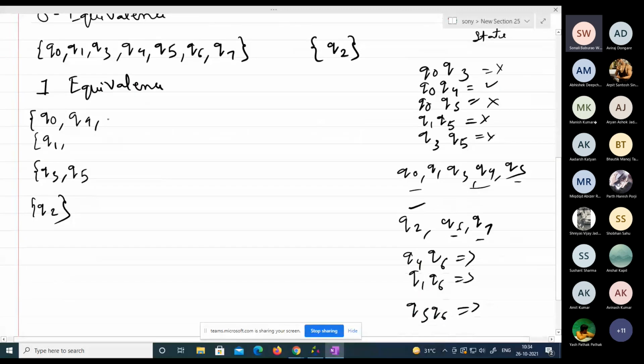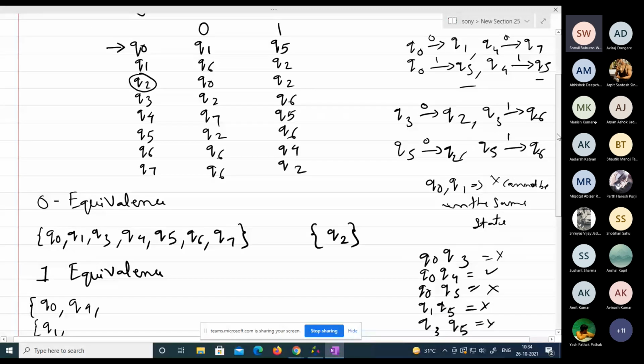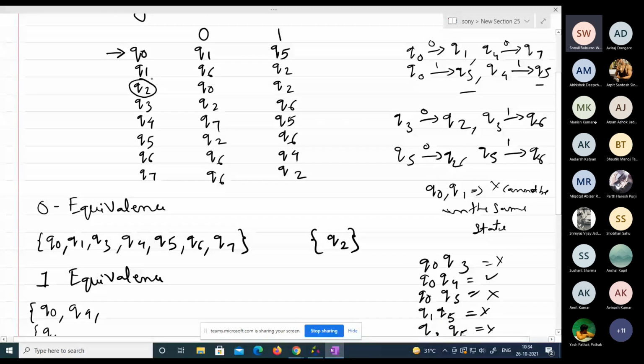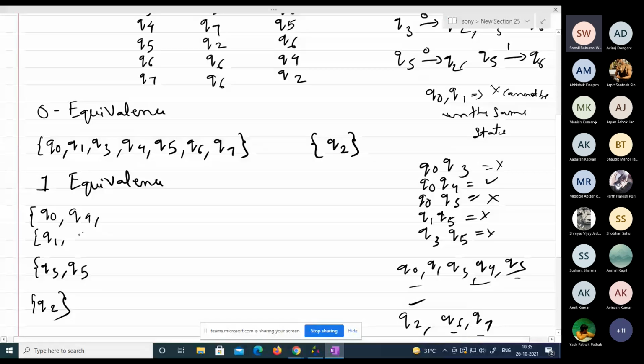Now check for Q1 and Q6. Q1 on 0 is giving Q6, Q1 on 1 is giving Q2. Similarly, Q6 on 0 is giving Q6 and Q6 on 1 is giving Q4. But for the value 0, both of the states, Q1 and Q6, are giving the same state, that is Q6. So I can say that Q6 can be placed in the Q1 group. So where do I have to write Q6? Yes.